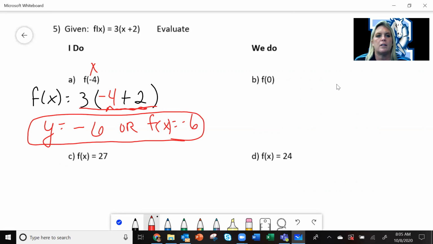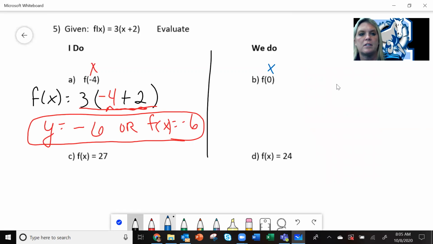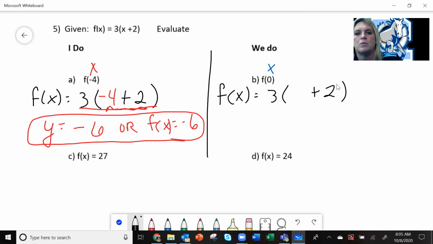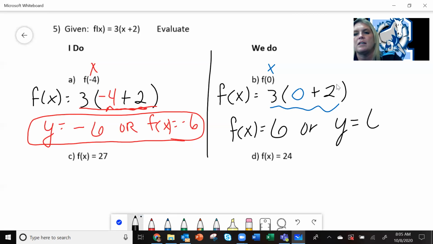Try and do that on letter B, just like what we just did. It tells me f of 0. That means the x number is 0. So if I write my function, f of x equals 3 times, instead of x, I'm going to leave it blank, plus 2. I'm going to put 0 in here. Now evaluate this. Find out what your answer is. I have f of x equals, put that in the calculator, or 3 times 2, that gives me 6. Or you can write it as y equals 6.